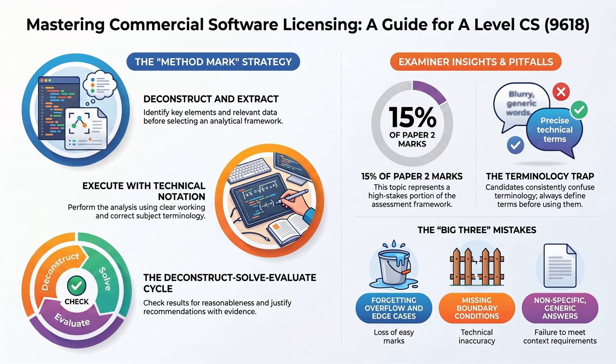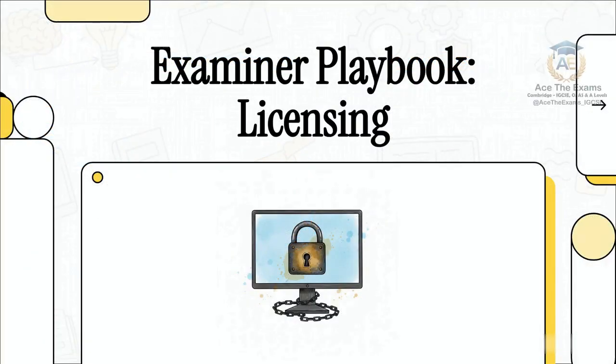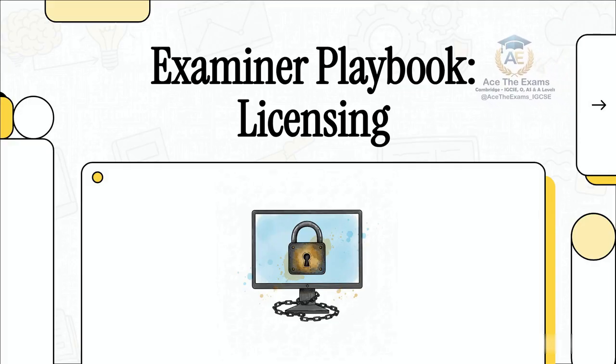Welcome to this explainer, where today we are cracking open the Cambridge Computer Science Examiner's playbook to demystify the commercial software licensing module. Look, if you've been studying for the 9618 AS and A-level exams, or any of the core Cambridge syllabuses like 0417, 0478, or 2210, you already know this subject is completely unforgiving.